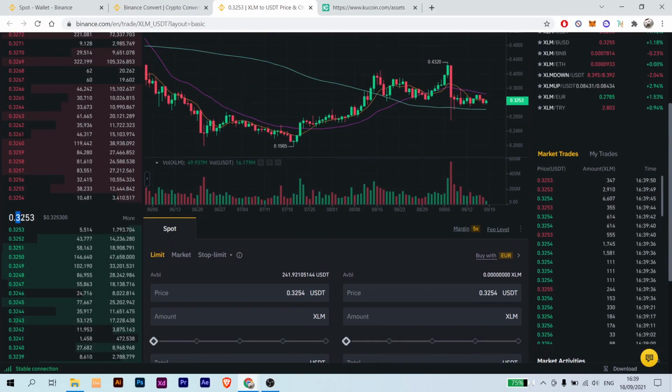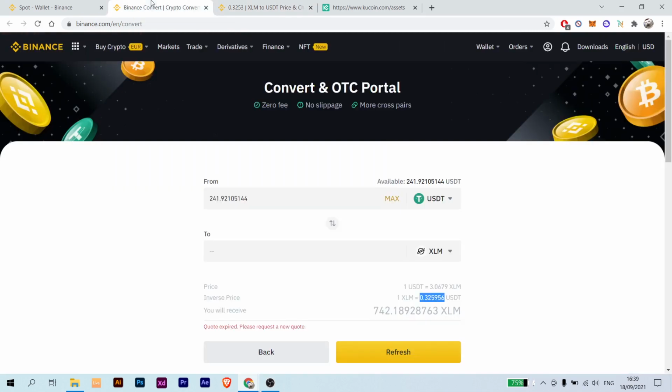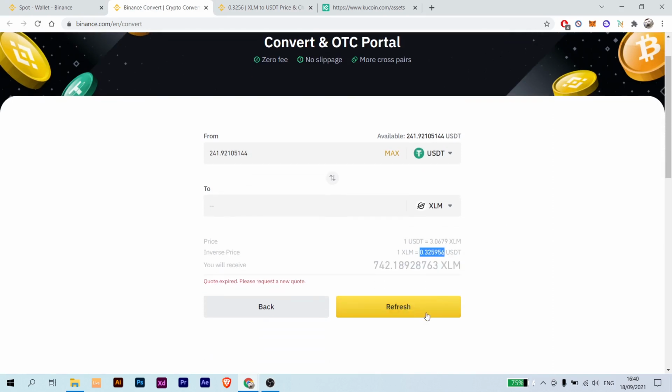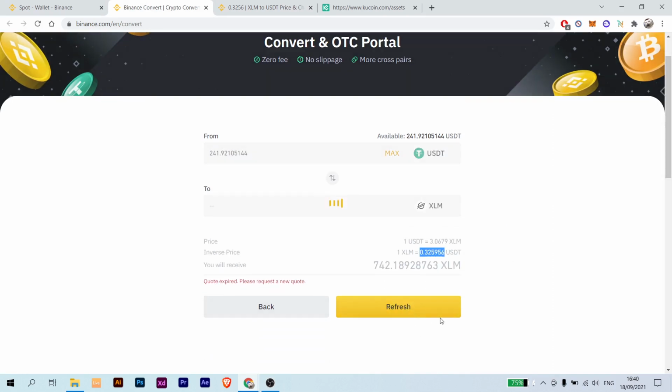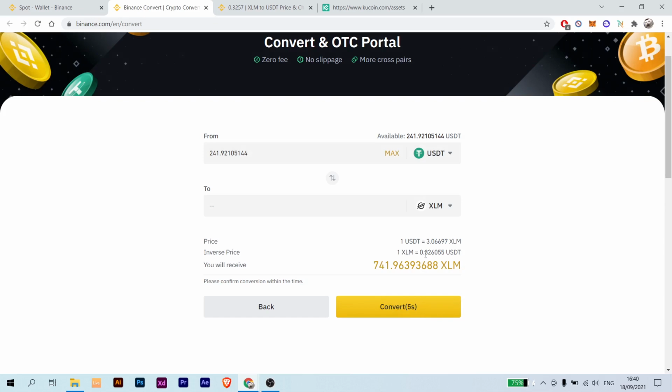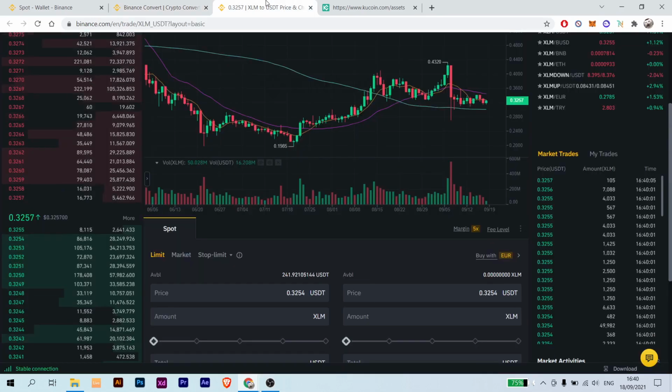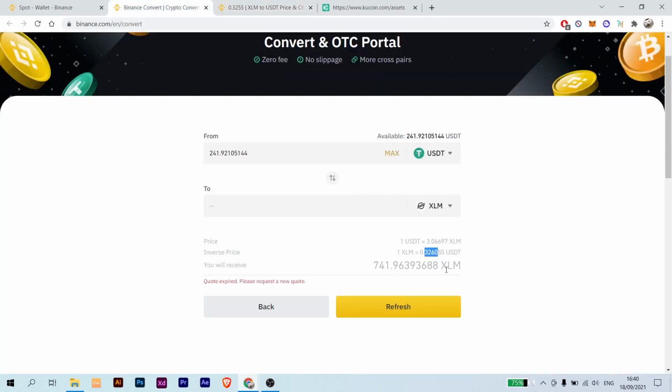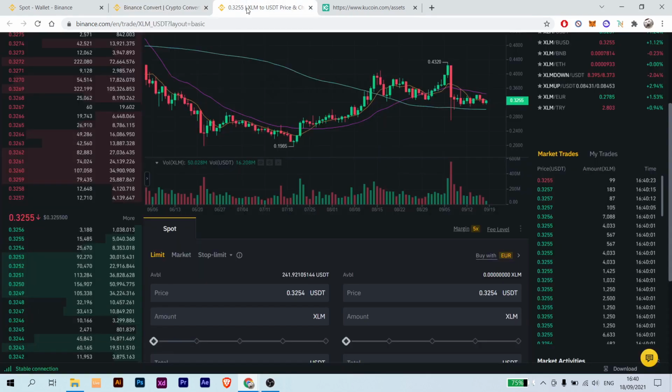It's 0.3253, which is nothing alike. You might say that I need to refresh, so let's refresh, and this is what I get again, 0.3260. Let's head back to here, it's 0.3257. So you get to see the amount changes, but this one here is always higher than trading here.